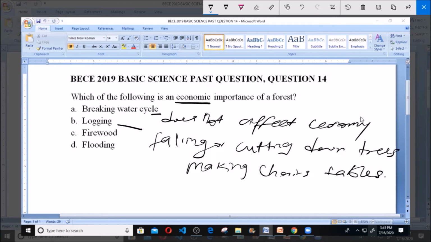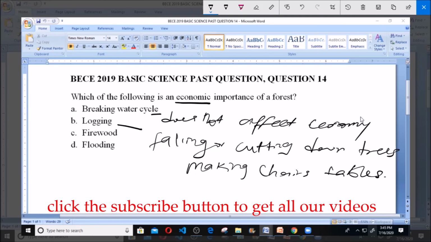Firewood, on the other hand, is just using wood for burning. You cut down trees and then you convert them to firewood. It doesn't have any importance on the economy. And D, flooding. Flooding also has no importance on the economy. So from this you see that our answer is B, which is logging.